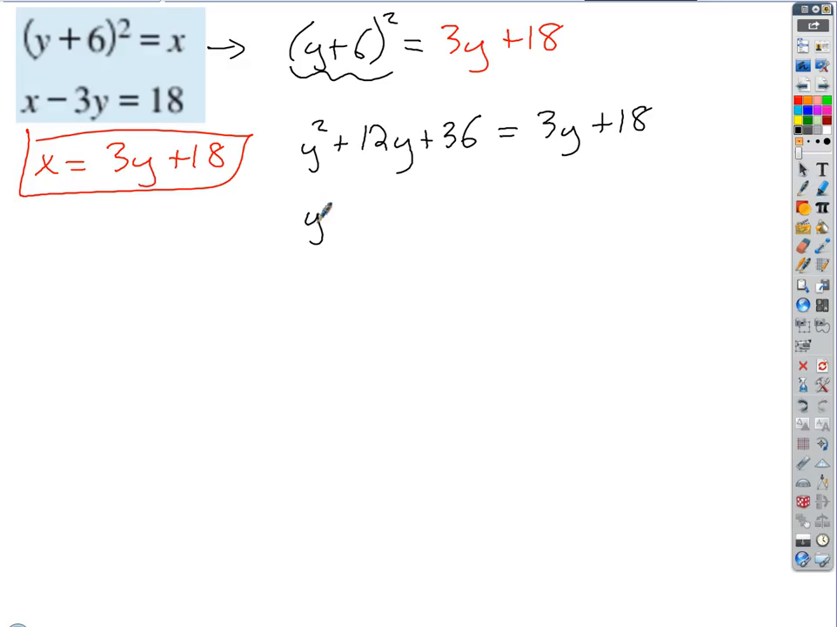Good, so that's going to give me y squared. 12y minus 3y is going to give me 9y, right? 36 minus 18 is 18. So there's my equation in standard form, right? So Tyler, what am I going to try to do first? What's the easy way to solve this?